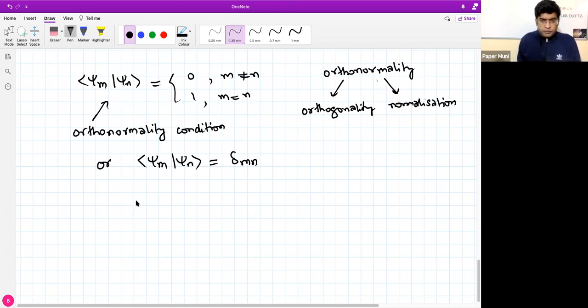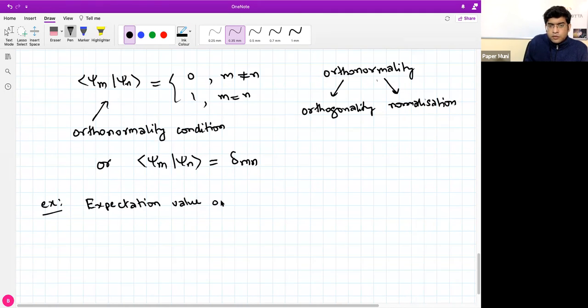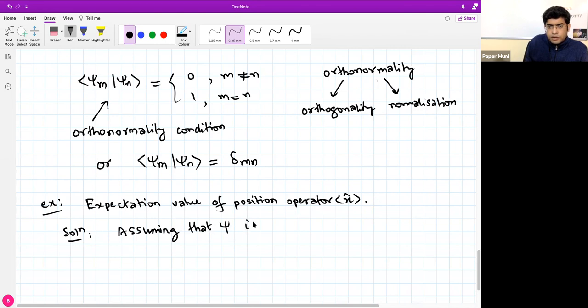Now if you want to write down the expectation value of the position operator, which is given by x cap in angular brackets, the answer to this question assumes that psi is normalized.